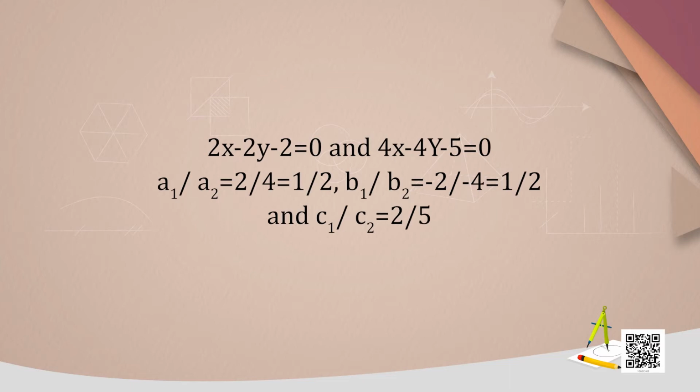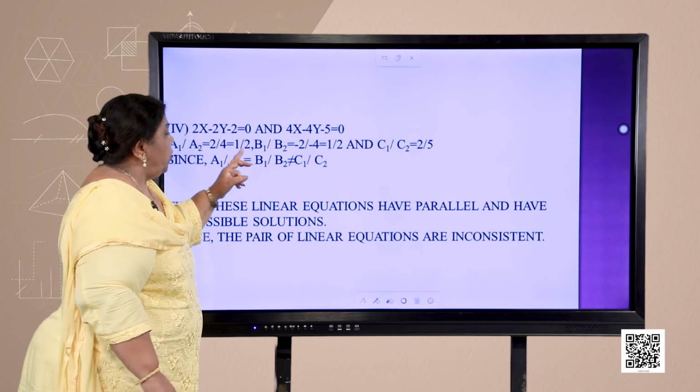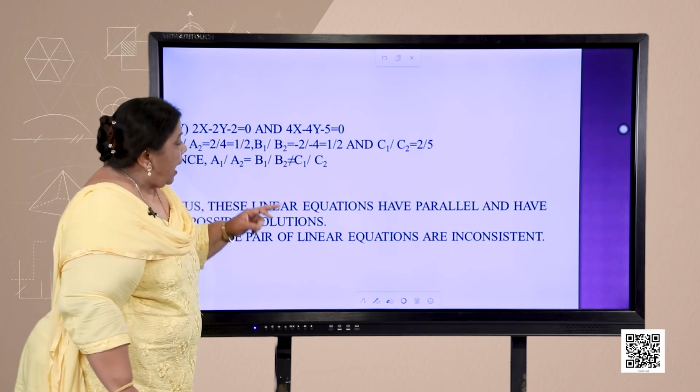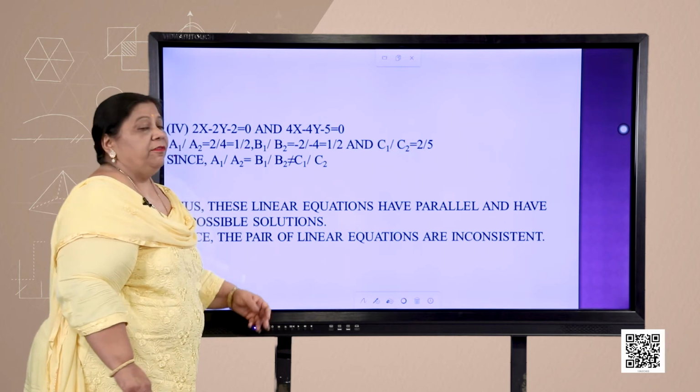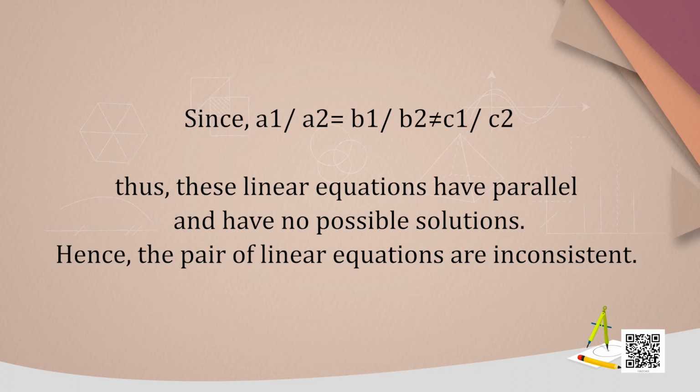The fourth part goes 2x minus 2y minus 2 is equal to 0 and 4x minus 4y minus 5 is equal to 0. Here a1 upon a2 is 2 upon 4, that is 1 upon 2. b1 upon b2 is minus 2 upon minus 4 and that is again equal to 1 upon 2, whereas c1 upon c2 is 2 upon 5. So, we notice that a1 upon a2 is equal to b1 upon b2, but it is not equal to c1 upon c2. Thus, these linear equations represent parallel lines and they have no possible solutions. Hence, the pair of linear equations are inconsistent.